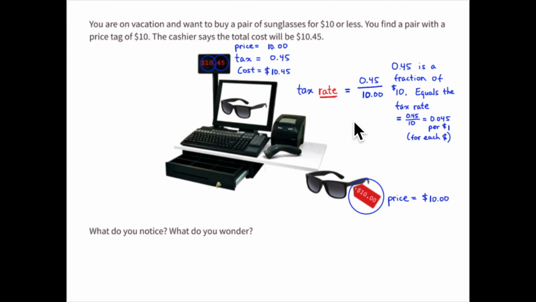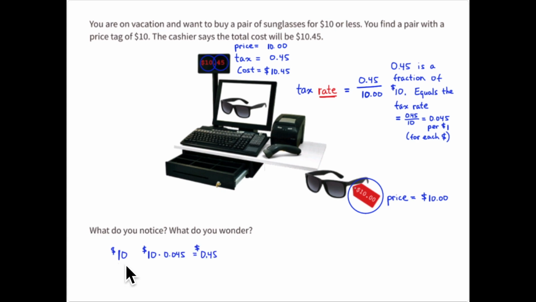So we're going to go into what that tax rate is. So whatever you purchase in a store, how much do you get charged in tax, and how do you calculate that? When you take that 45 cents, and if you divide that by the $10, how much is that tax for each dollar? Well, 45 cents is a fraction of $10. It's a part of that $10, and it equals the tax rate. So 45 cents divided by those $10 is 4.5 cents per $1. So each dollar that you spend in the store, you have to add an extra 4.5 cents for tax. So you spend $10 at the store, you have to pay an extra 45 cents.